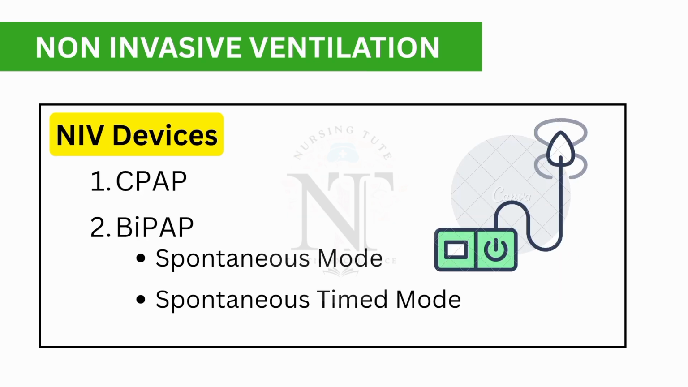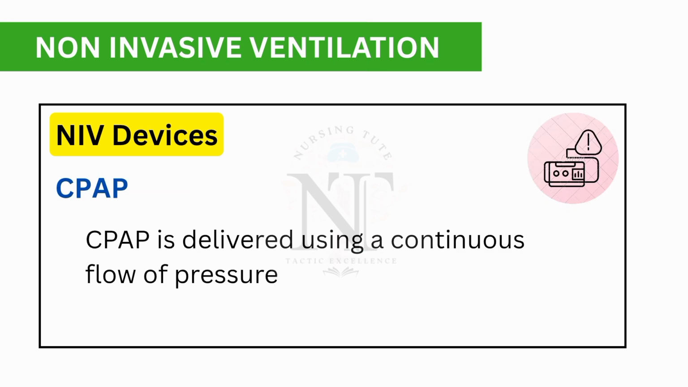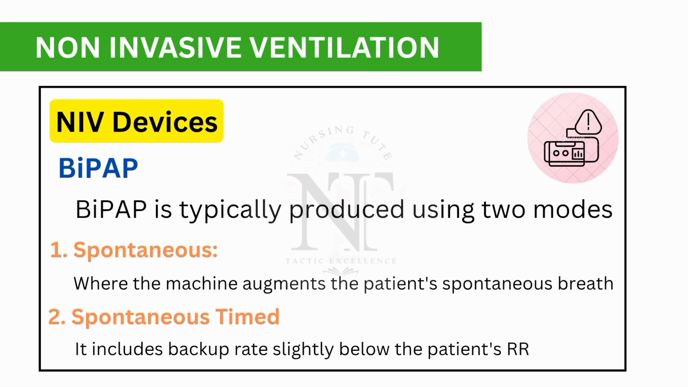Okay, and then NIV devices, which are CPAP and BiPAP. In BiPAP, we have spontaneous and spontaneous timed modes. CPAP is delivered using a continuous flow of oxygen or pressure. And in BiPAP spontaneous mode, the machine augments the patient's spontaneous breath, which means there is no machine-delivered breath. The machine will deliver a breath when the patient indicates or triggers breathing.